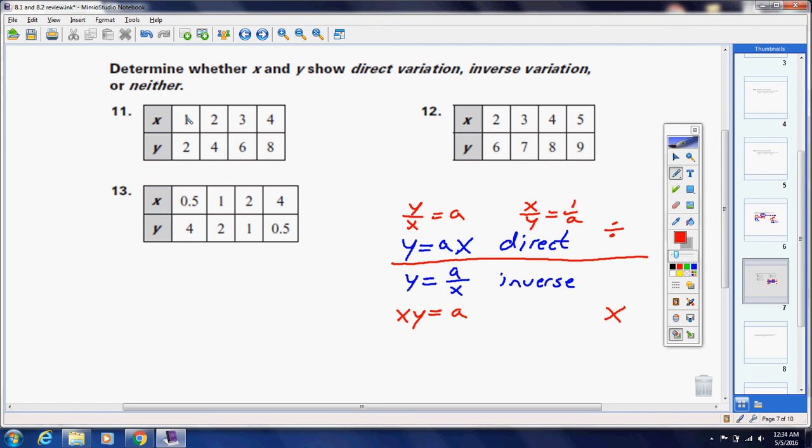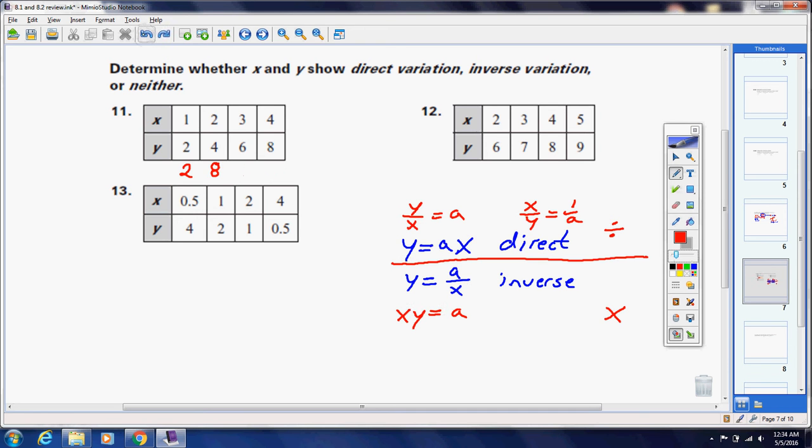Let's take a look at these specific values of x and y here. If I multiply x and y together, 1 times 2 is 2. 2 times 4 is 8. 3 times 6 is 18. 4 times 8 is 32. I'm ending up with different numbers, but my inverse equation tells me that if I multiply x and y, I'll always end up with the same constant. So this is not an inverse variation.